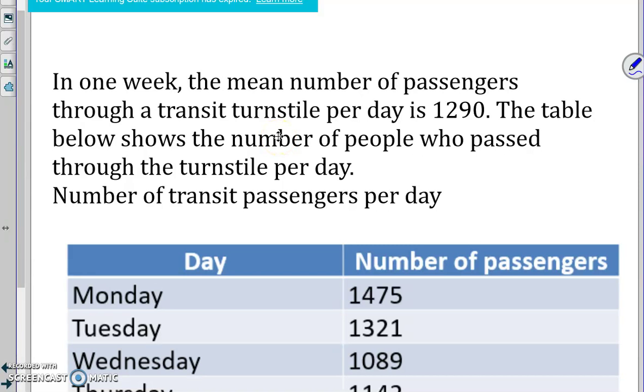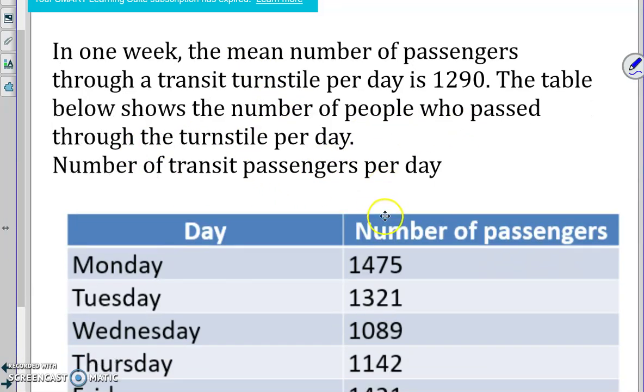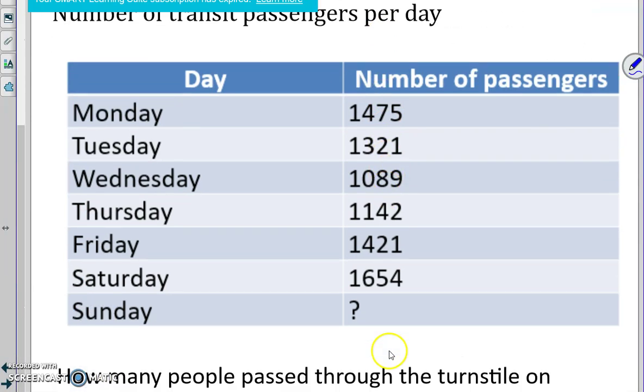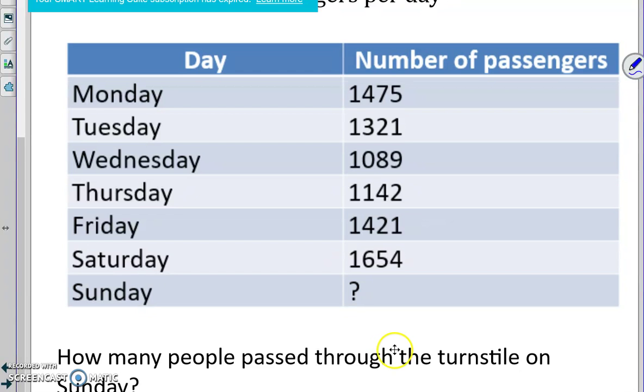In 1 week, the mean number of passengers through a transit turnstile per day is 1,209. You guys know what a turnstile is? Basically it's a counter. It just counts you. The table below shows the number of transit passengers per day. Sunday is unknown. How many people pass through the turnstile on Sunday?